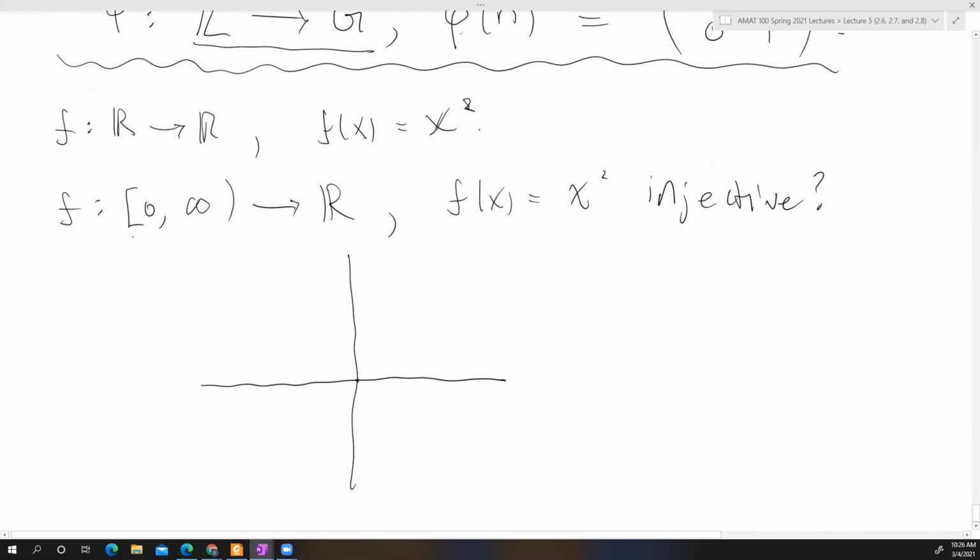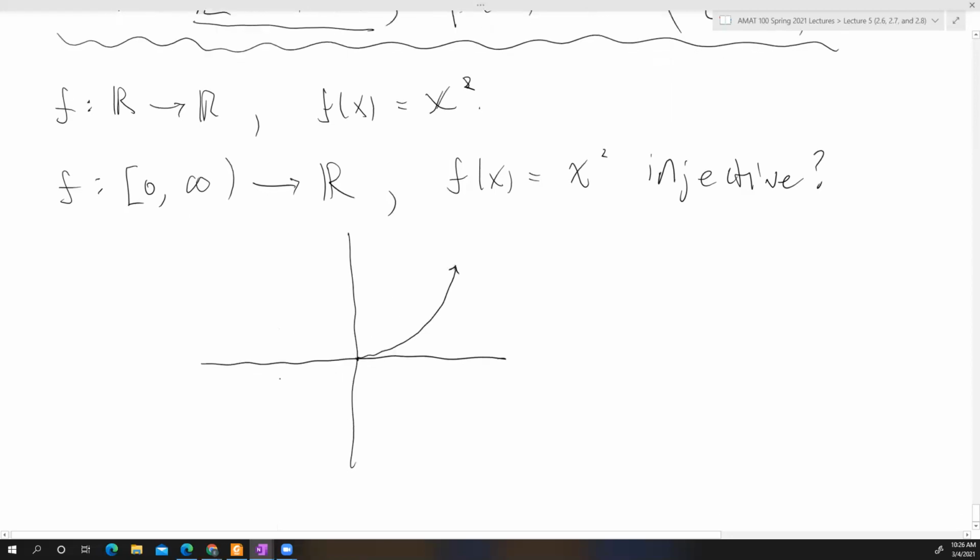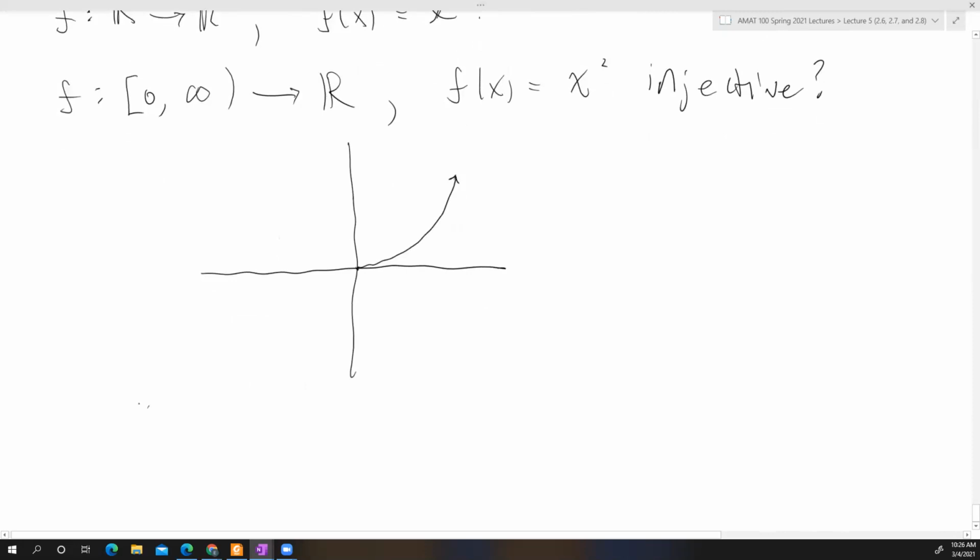Because when you restrict the domain to just the non-negative numbers, you just get this guy here. It's like half of the parabola. And of course, from this picture, it's clear that if you draw any horizontal line, you're going to only intersect at one spot. But you can prove this rigorously. You can say, okay, suppose you have 2 points, x1 and x2, in here. So there's some non-negative number with this.